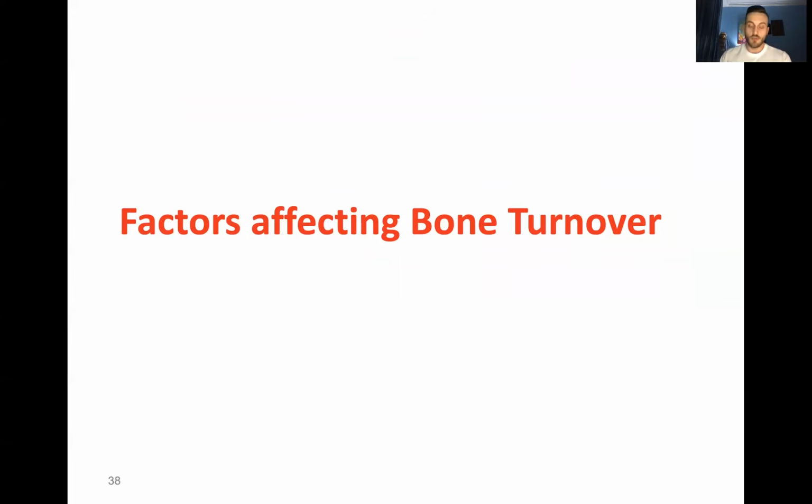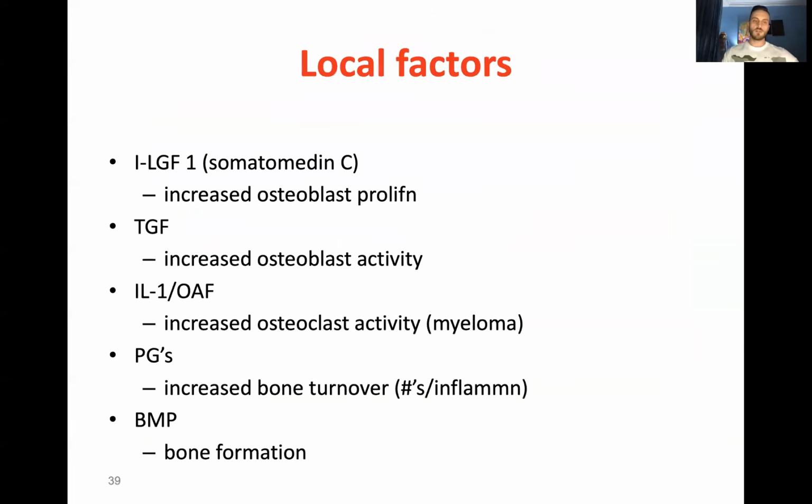Okay, now we know the remodeling of the bone. Let's talk in brief about the factors that are affecting bone turnover. So we have somatomedin C, which increases osteoblastic proliferation for sure. Transforming growth factor increases osteoblastic activity. The interleukins, or osteoclast activating factor, increase osteoclastic activity, and it's very obvious with myeloma. Prostaglandins increase bone turnover, and you all know that prostaglandins are part of the inflammatory process. Bone morphogenic protein increases the bone formation. So these are the local factors that might influence bone remodeling.